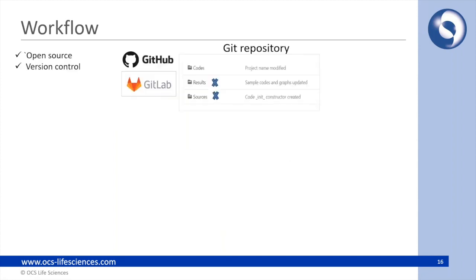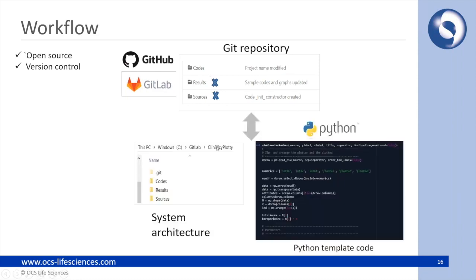How can you do this? I maintain my graphs in Git. Git can be used for version control. For this Git repository, you can go for GitLab or GitHub, and you can have an online Git repository where you have your codes. I wouldn't recommend having sources or results in the Git repository. And then in your system, you have the same folders. These two are linked, and then you have your code.